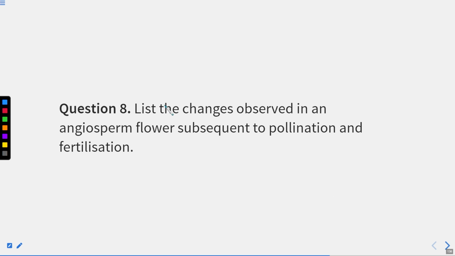Question number 8. Now here we have to list the changes observed in an angiosperm flower subsequent to pollination and fertilization. Okay. So pollination. What does pollination mean? Transfer of the pollens from the anther to the stigma. This is known as pollination. And after pollination, what happens? Fertilization takes place. And you have to list the changes observed in the angiospermic flower. So angiosperms are known as flowering plants. You have to list the changes after pollination and fertilization.